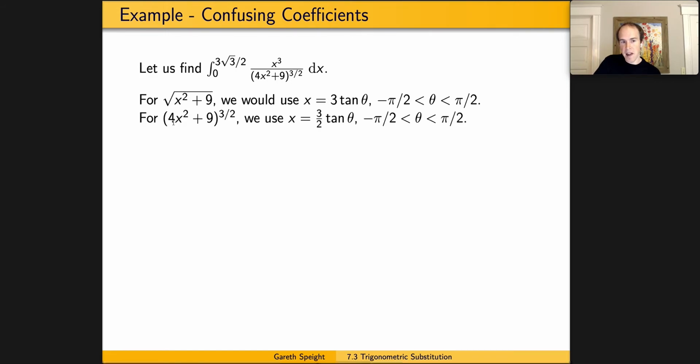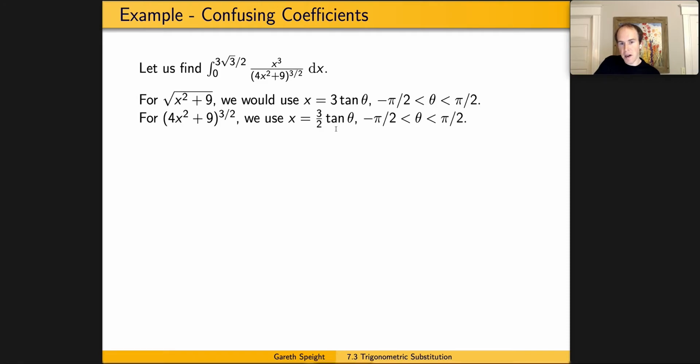So we're going to have to do something slightly different with 4x squared plus 9 to the power 3 over 2. And the trick is that we want to get rid of this 4 because this 4 is making our life miserable. So we want to somehow simplify so that we can cancel this 4. So we have to think, what do we have to divide x by if we're going to cancel the 4? And if we just divide the x by 4, then after we square it, we're going to be dividing by 16, which is not going to be any good. So we actually have to divide by the square root of 4, which is 2.